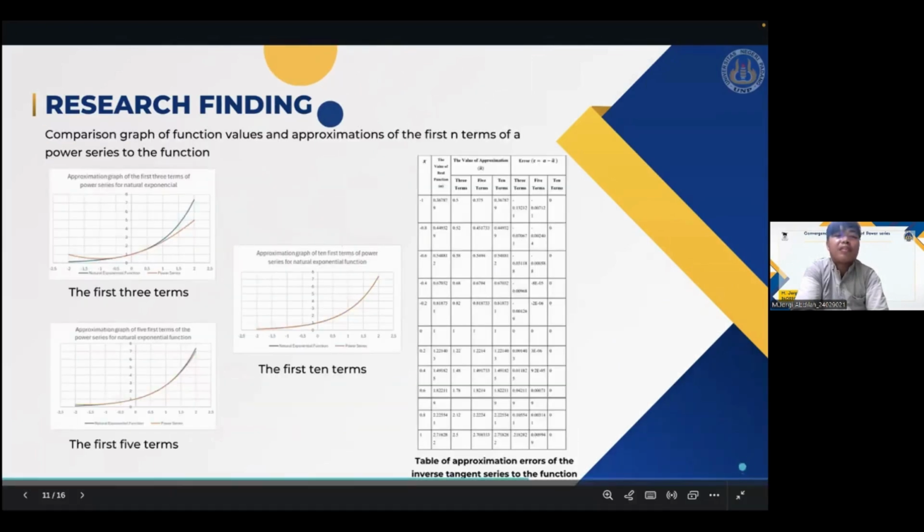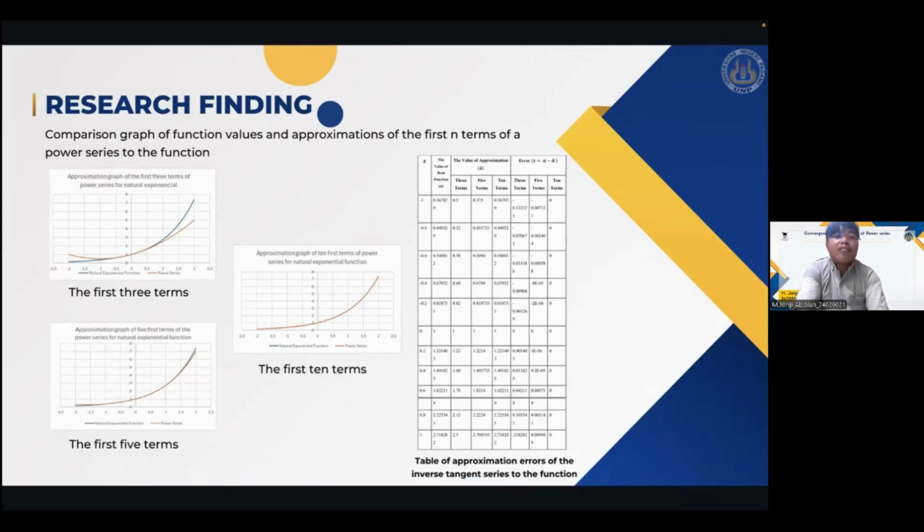the number of terms. It can be seen that the more terms used, the closer it will be to the original function value. For the first 10 terms of the power series, it is already very close to the original function and overlaps with each other. Next, we look at the error table. For the number of terms used, we can see that the more terms used, the less error there is in approximating the original function value. Okay, that's all from me, and back to the moderator.